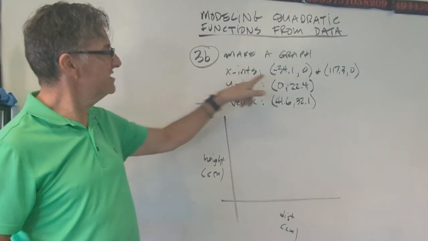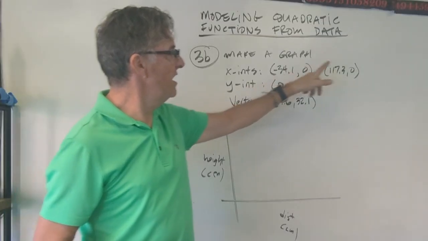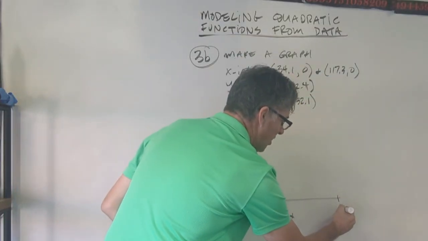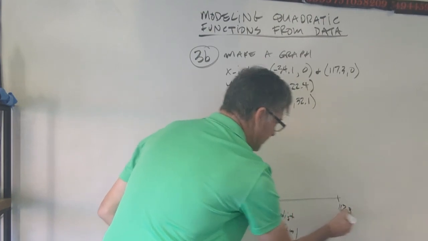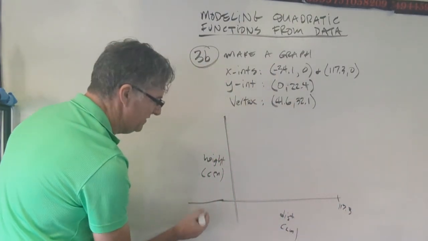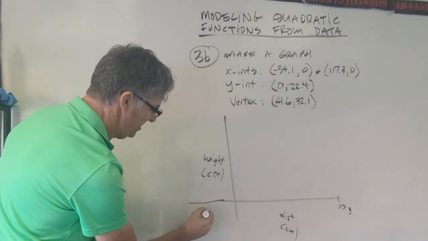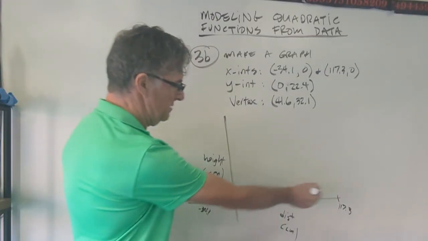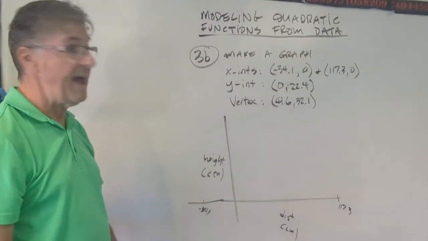X-axis, it needs to contain minus 34.1 and 117.3. So I'm just going to go ahead and put 117.3, and then minus 34.1 is probably going to be about here. Okay? And I don't need to put a million tick marks on there.